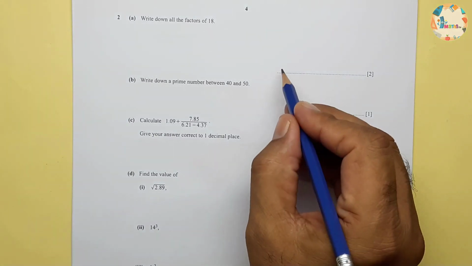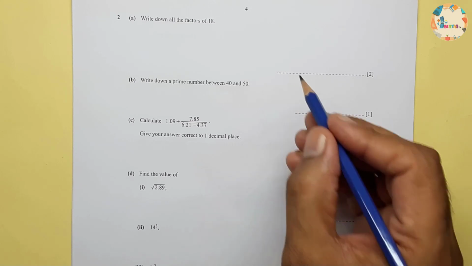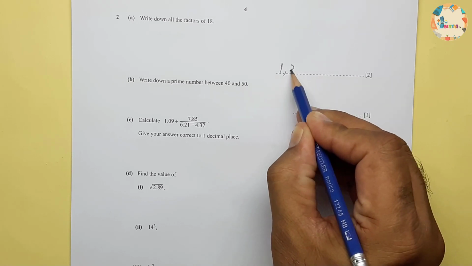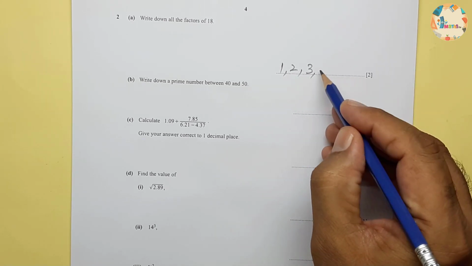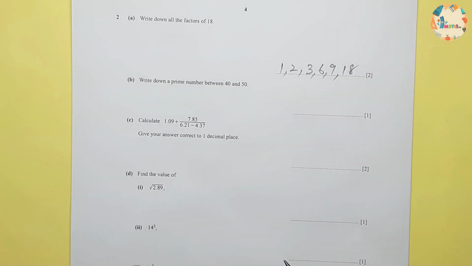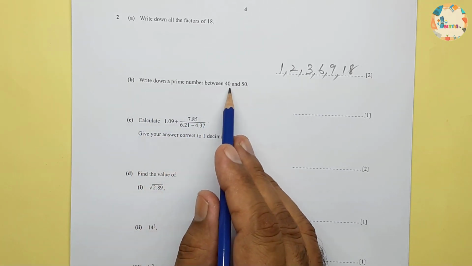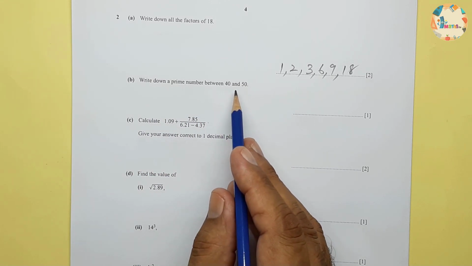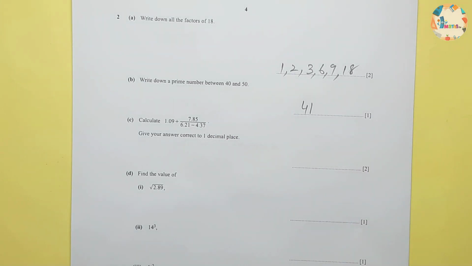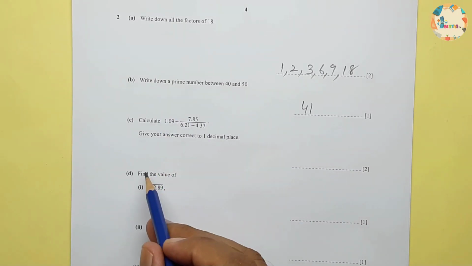Factors of 18 are the numbers which completely divide 18 without any remainder. They are 1, 2, 3, 6, 9, 18. So these are the divisors which completely divide 18 without any remainder. Write down a prime number between 40 and 51. We can write 41. 41 is a prime number. There can be other answers as well, like 43 and 47, because they are asking for a prime number, so we have mentioned only one.